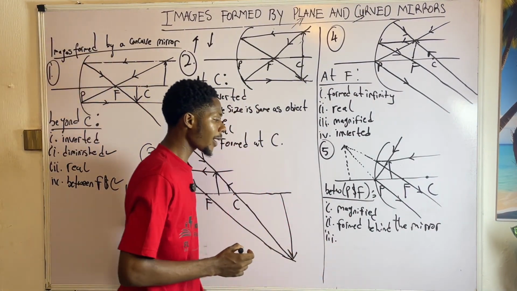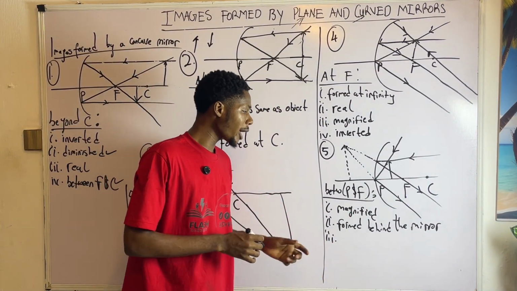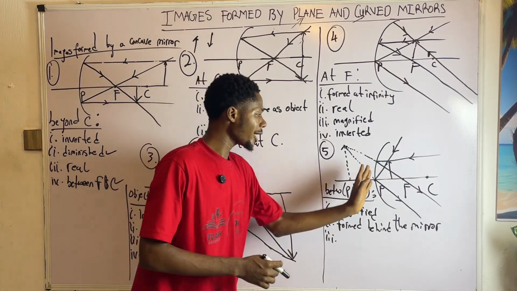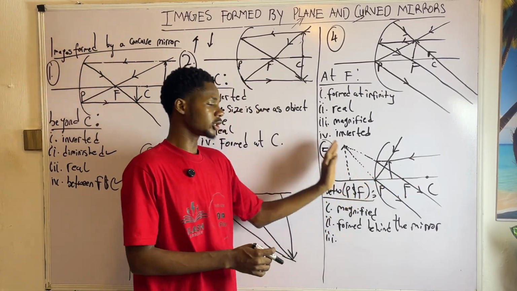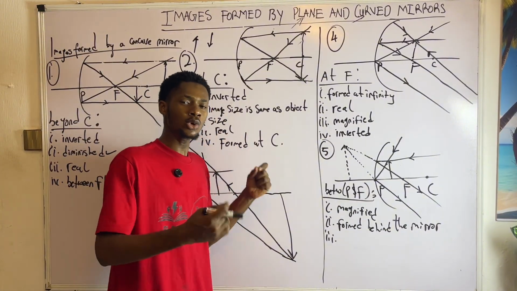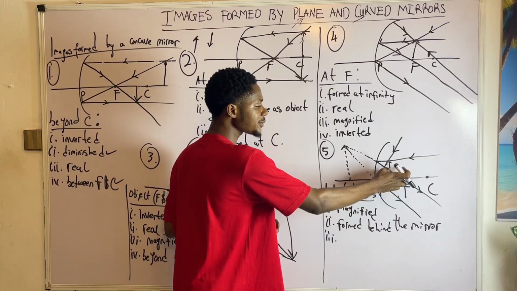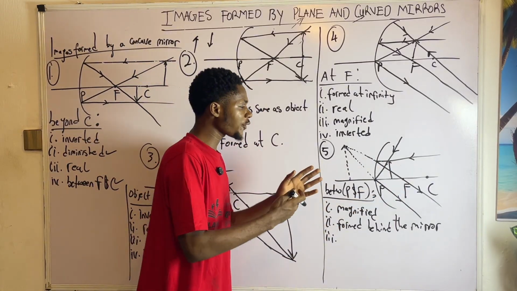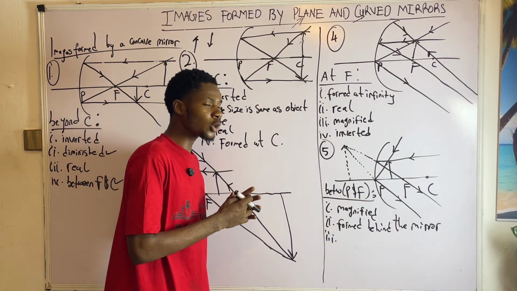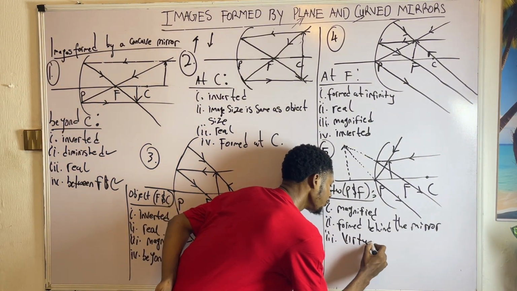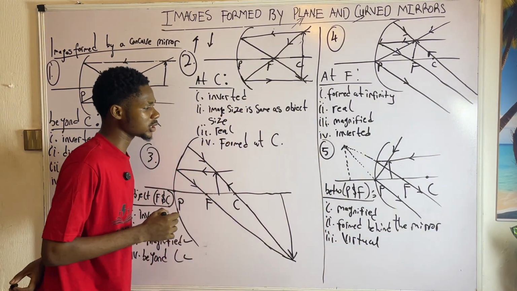Roman figure 3. Now I said something initially. When an image is formed behind the mirror, that is on the left side of the mirror, where the object is on the right side, the image is formed on the left side. When it is formed on the left side, do we say it is real or virtual? It is virtual. When it is formed on the same side as the object, it is real. When it is formed on the opposite side, it is virtual. The image is virtual.